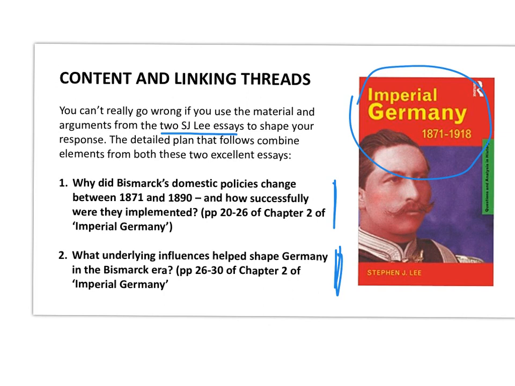So, why did Bismarck's domestic policies change between 1871 and 1890? You only need to cover the first bit, up to 1879. And then, what underlying influences helped shape Germany in the Bismarck era?